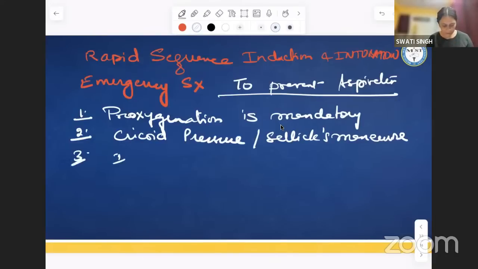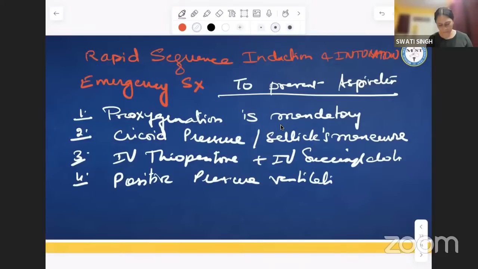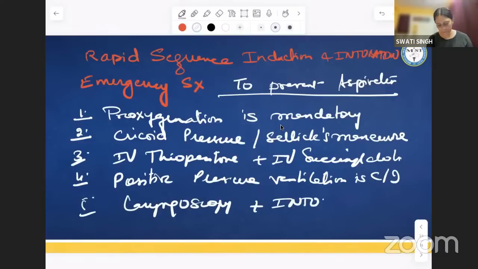Then we give IV thiopentone for induction and IV succinylcholine for paralysis. Why succinylcholine? Because it is fastest acting. And 4, positive pressure ventilation is contraindicated. 5th, we do laryngoscopy plus intubation. These are the 5 steps of RSI.